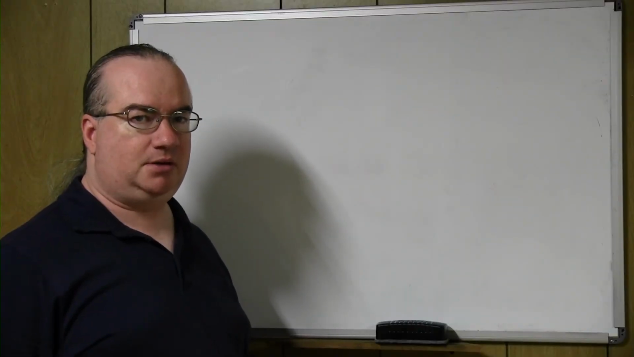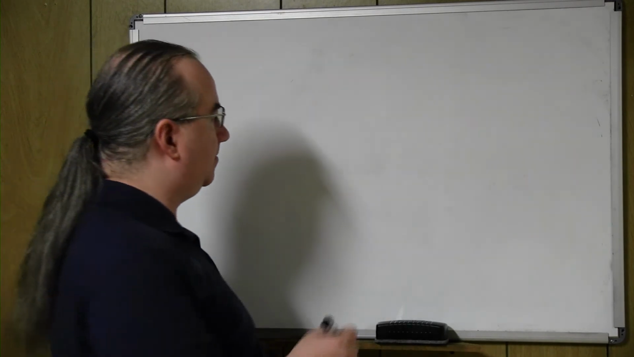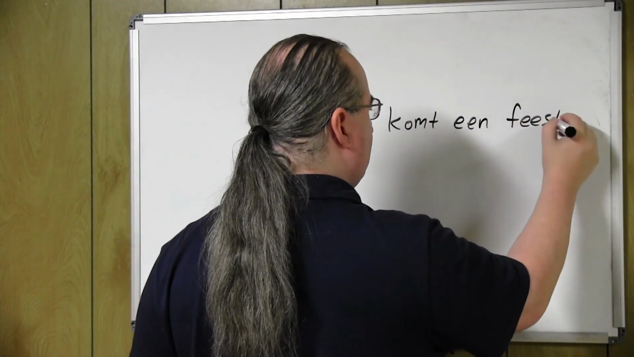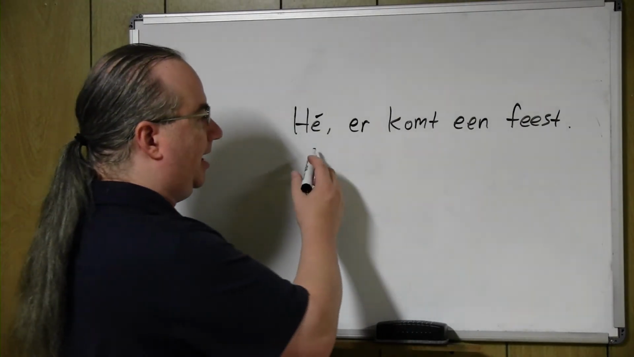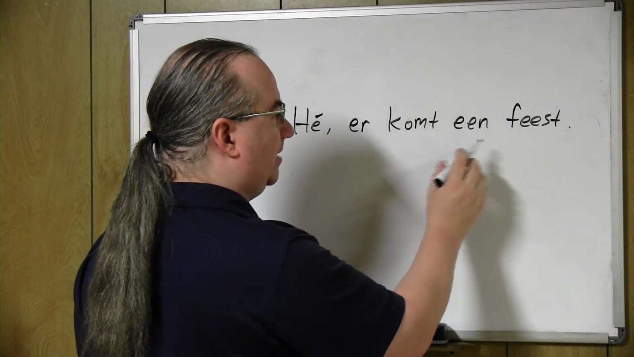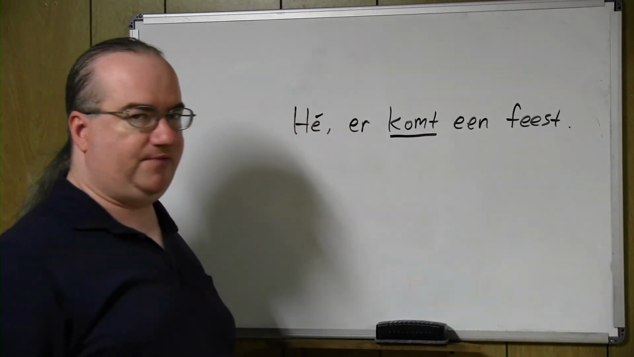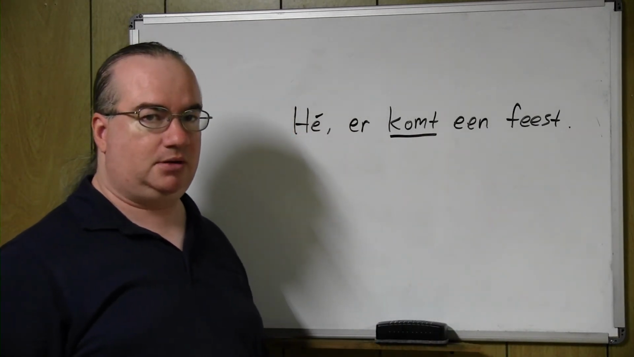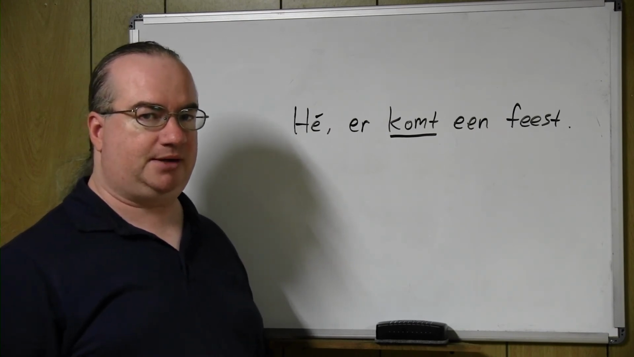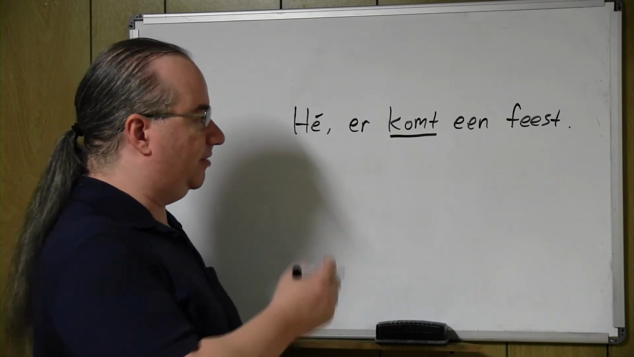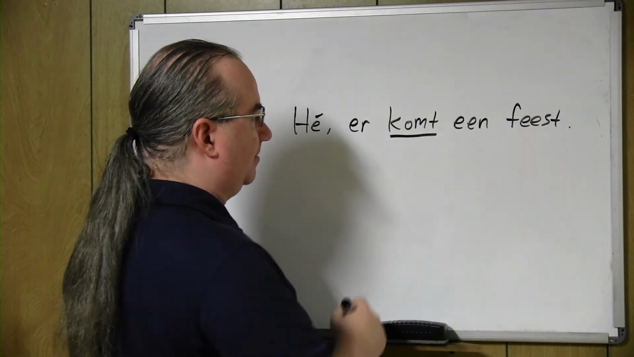So a few moments ago, my twin said that there was going to be a party. But what did he say exactly? Hey, er komt een feest. Hey, there comes a party. We use the word komt instead of a combination of to be and to go. In English, we would say there is going to be a party. But in Dutch, they make it a little simpler and just use the word for to come. So, hey, there comes a party.